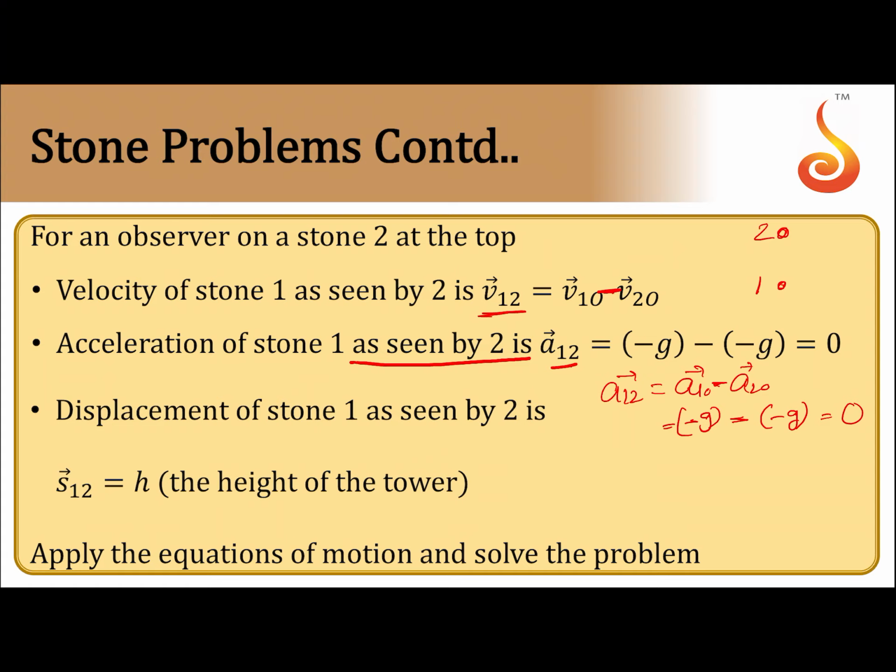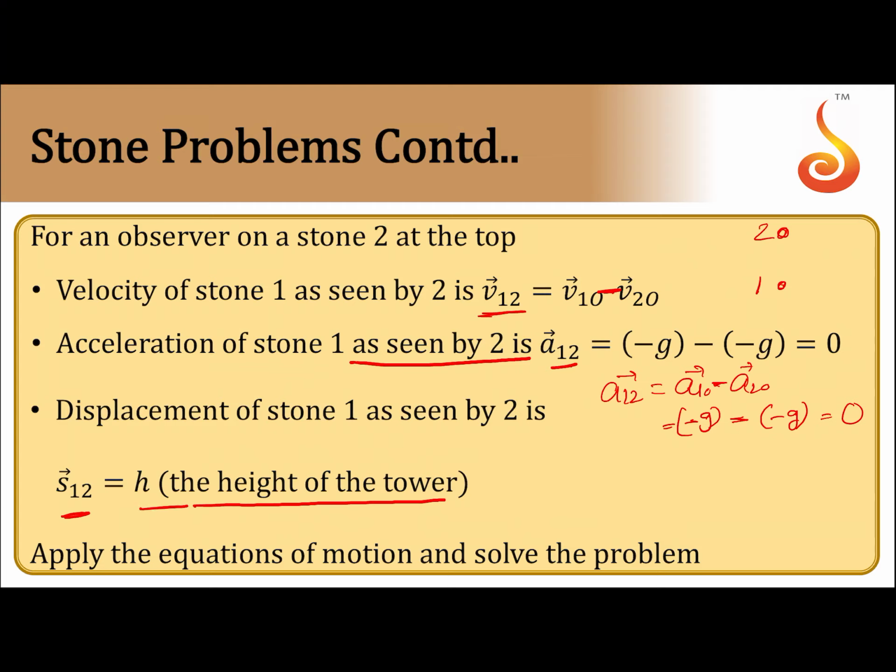which means that the relative acceleration between the falling stones is 0. Remember, one of the very important concepts: the relative acceleration between the falling stones is always 0. Displacement of 1 with respect to 2 is nothing but the height of the tower h.